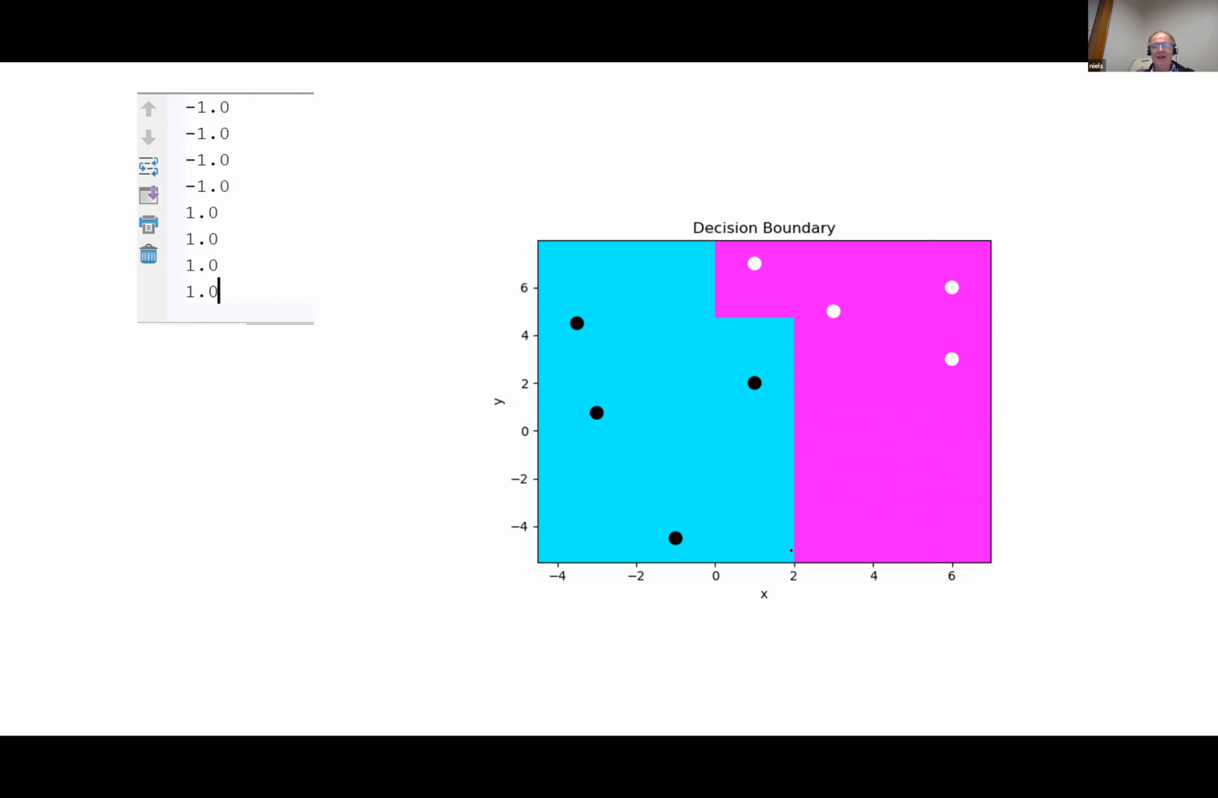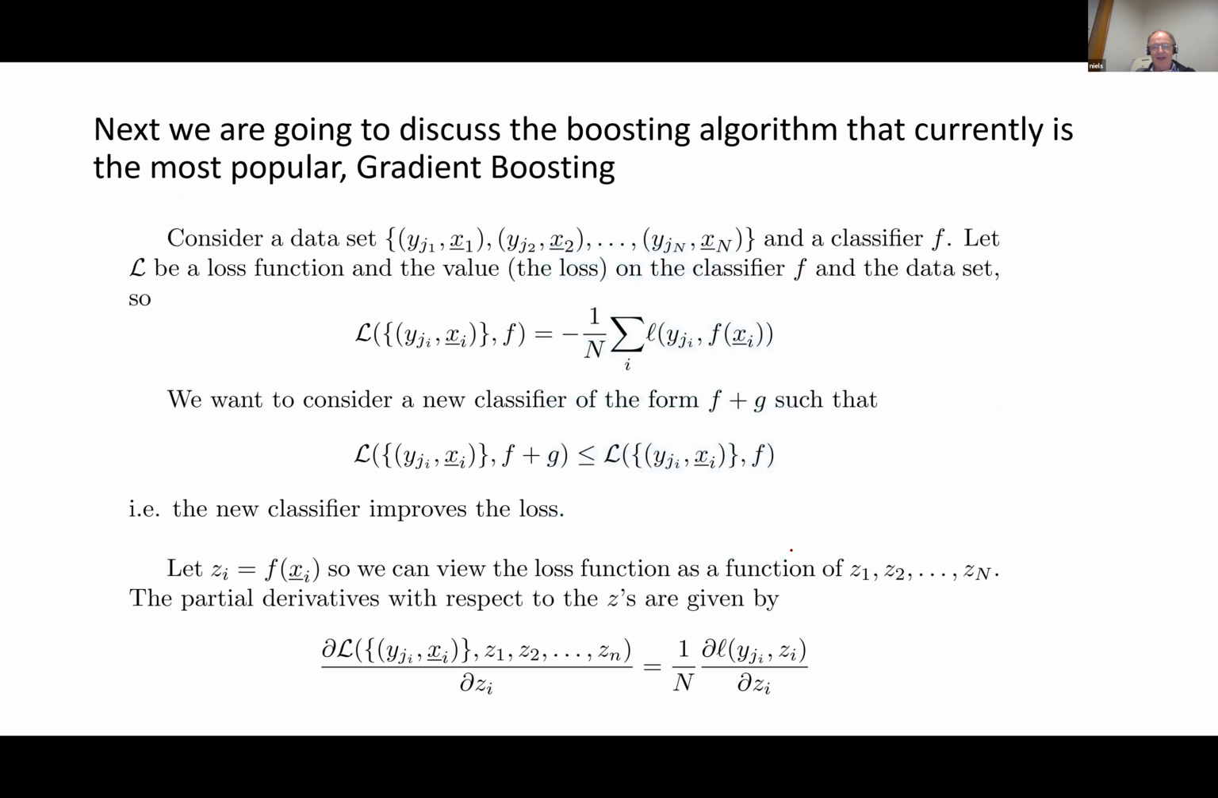Okay, AdaBoost is not the state of the art, that's for sure. The state of the art is gradient boosting, that we'll see now. It's both much more general, and you can also regularize it to avoid overfitting. So again, let's look at a data set. Again, we have labels for each data point, and suppose we have some classifier.